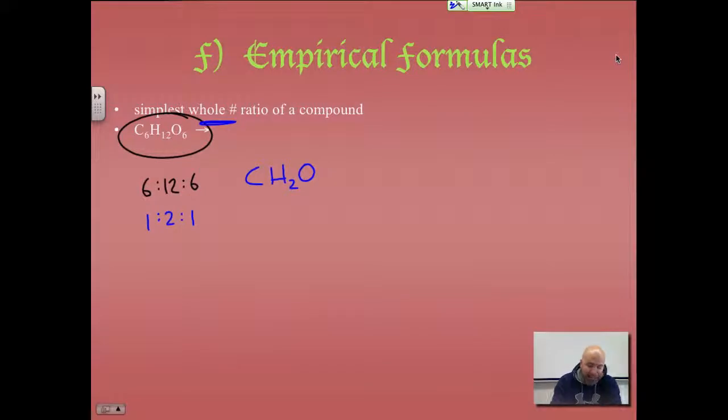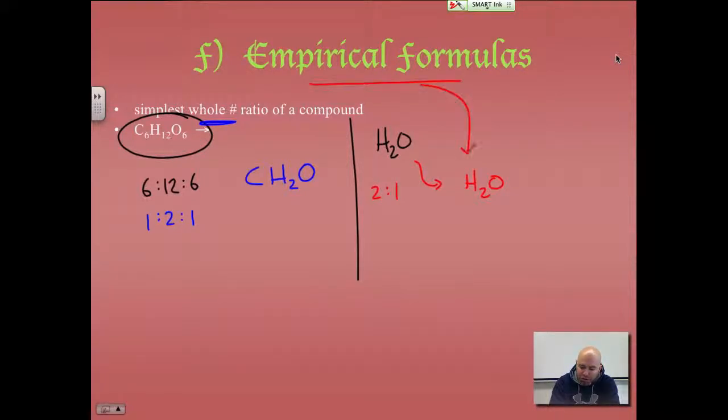Okay? So if I have something like, let's say in this case, water as a molecular formula, its empirical formula would be the same, right? Because it's a 2 to 1 ratio. Empirical formula is just simply the simplest whole number ratio of elements in a compound. In this case, glucose can be simplified down to 1 to 2 to 1, or CH2O. Water, for example, can't be simplified any further, so its empirical formula is also H2O. All right, that's an empirical formula, straightforward enough.